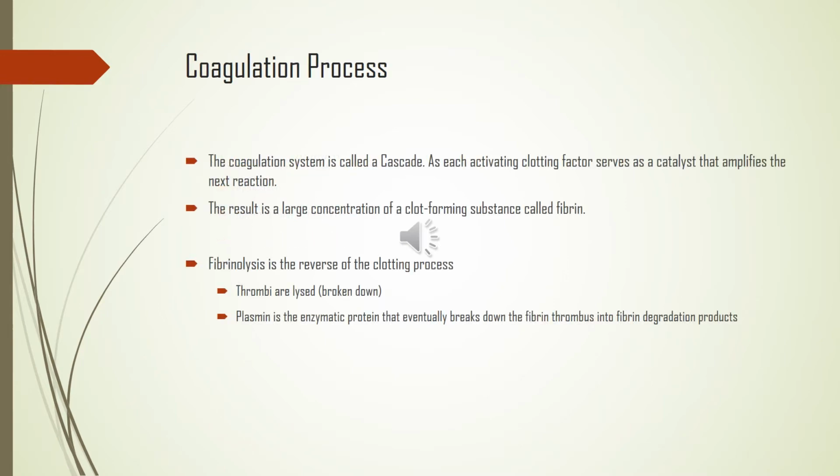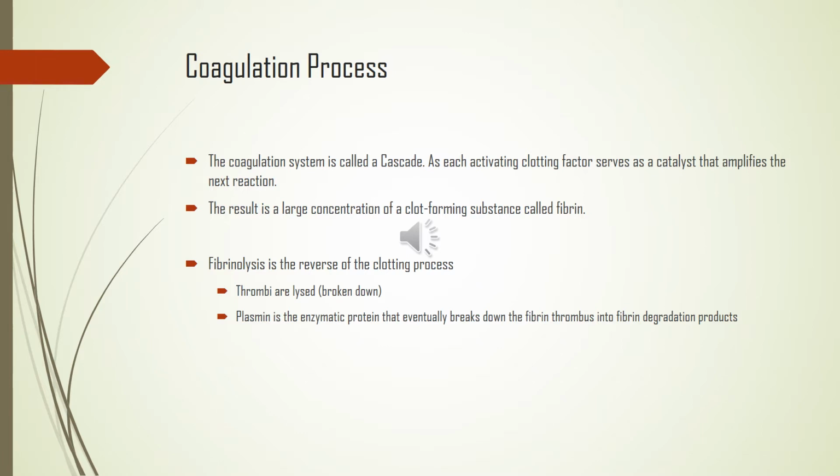Okay, the coagulation system, we talked about this a little bit at the beginning, is called a cascade. You're going to hear it as a coagulation cascade, coagulation pathway, as each activating clot factor serves as a catalyst that amplifies the next reaction. Basically, there is one thing that starts the reason a blood clot forms. A blood clot just does not form willy-nilly. It forms for a reason. So once you have that catalyst, that reason for it to start, then it amplifies and starts things working. The result is a large concentration of clot-forming substances called fibrin.